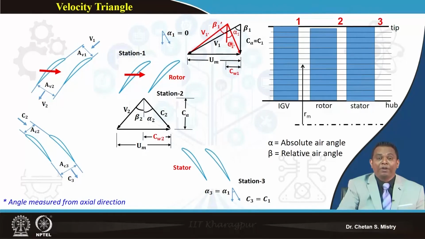Okay. So when I am incorporating this, my flow enters the stage at some angle. Basically I am reducing my relative velocity and I am introducing my swirl component. We will be discussing all this in detail very soon, why we are incorporating inlet guide vane.